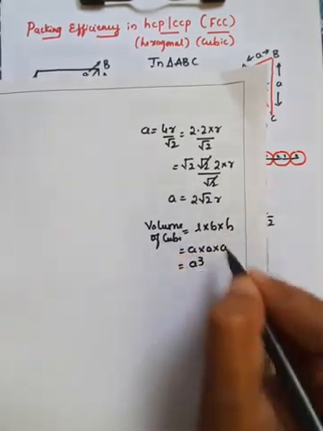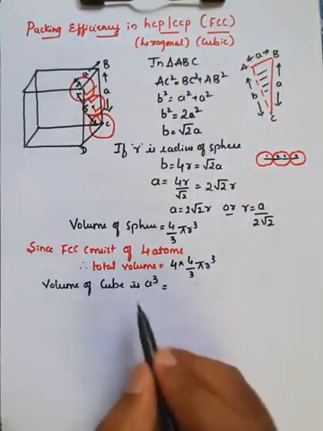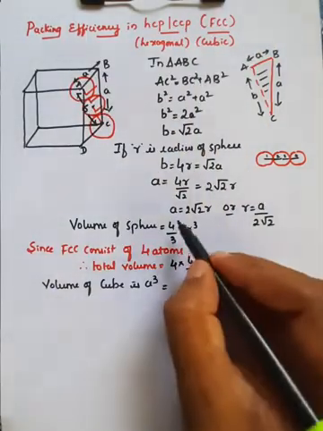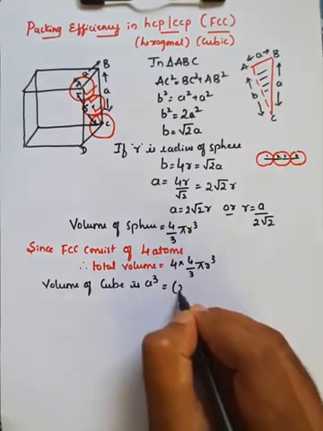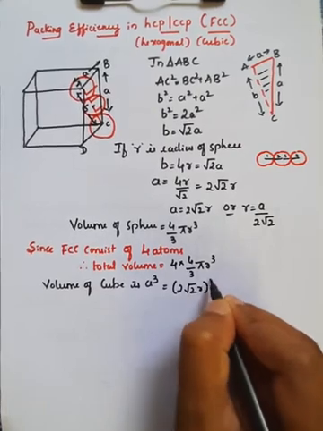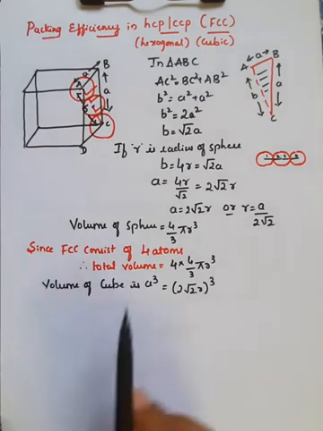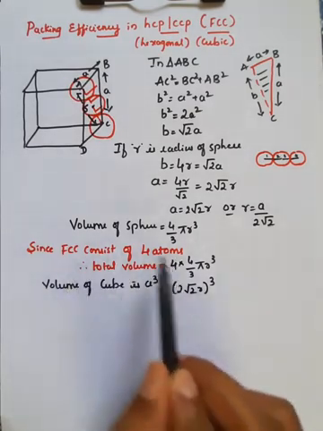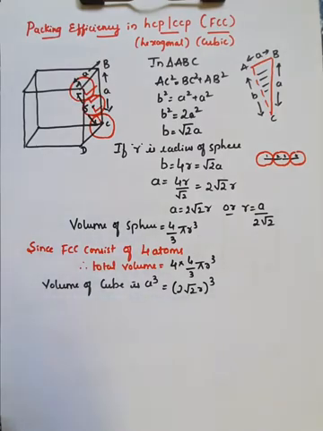So that rough work I have directly written here: volume of the cube is equal to a cube. We already know the value of a, so it can be substituted here, that is 2 into root 2 into r, the whole cube. According to packing efficiency, we got both the values: the total volume of the atoms in the unit cell, and the total volume of the unit cell.